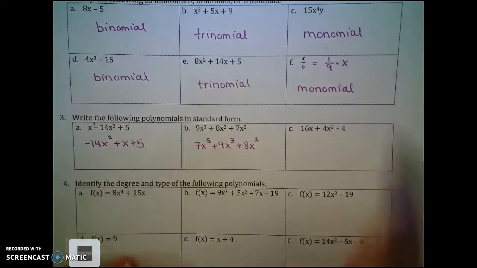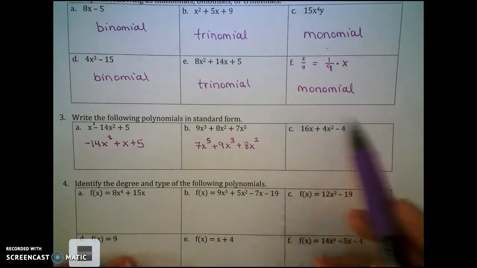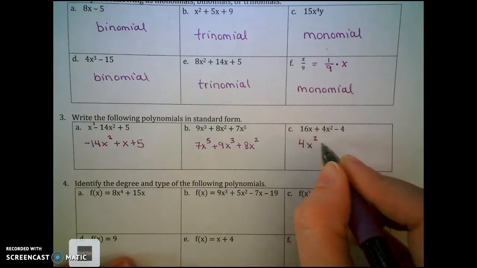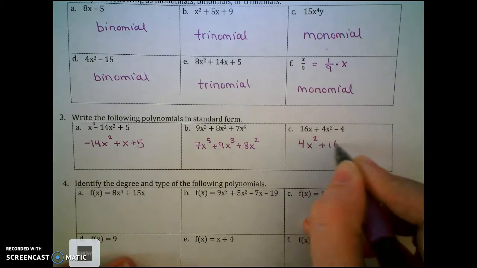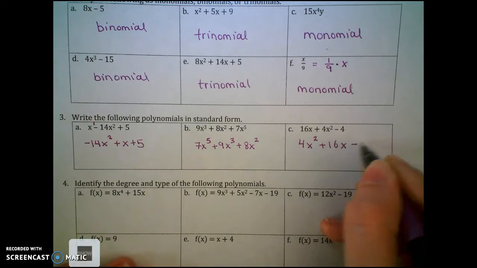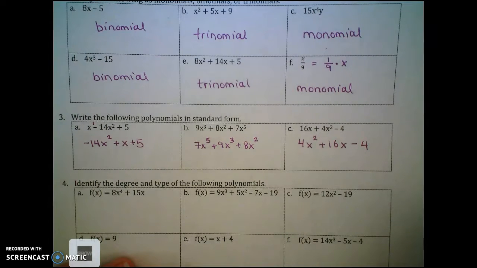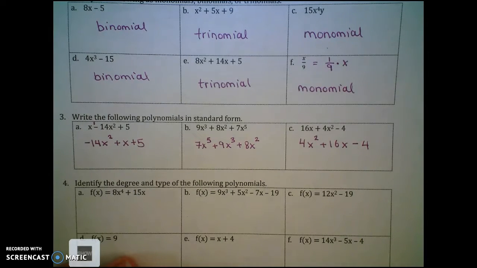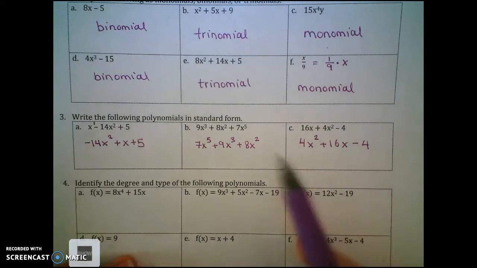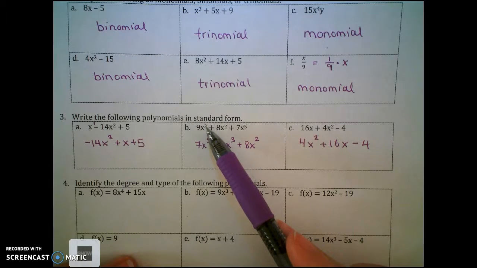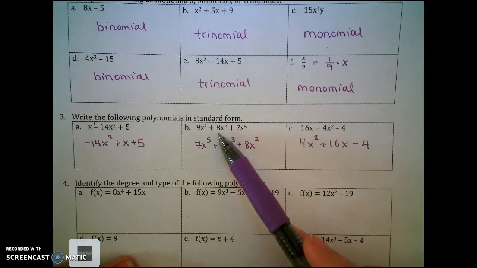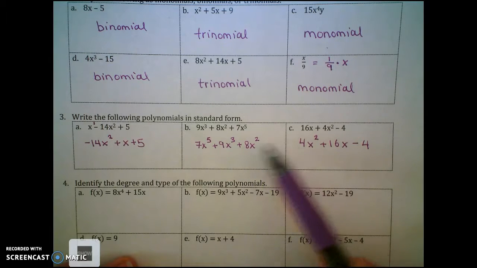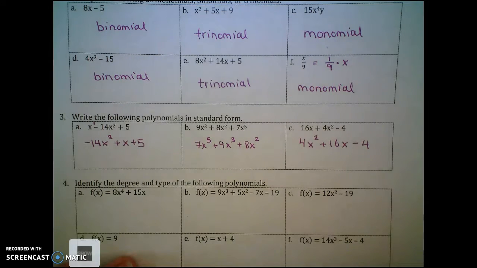And last, I have a 1, I have a 2, and I have nothing. So I have 4x squared plus 16x minus 4. You might be asked to determine if a polynomial is in standard form. You want to look and see, okay, this one goes from 3 to 2, so far so good, but then from 2 up to 5, so that's not standard form. You'd need to rewrite it in standard form.